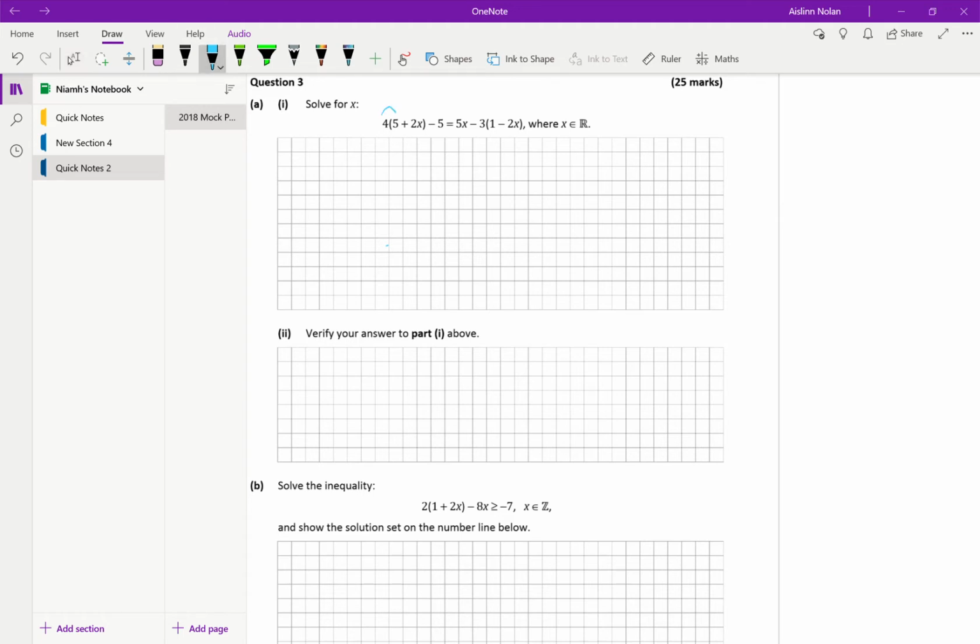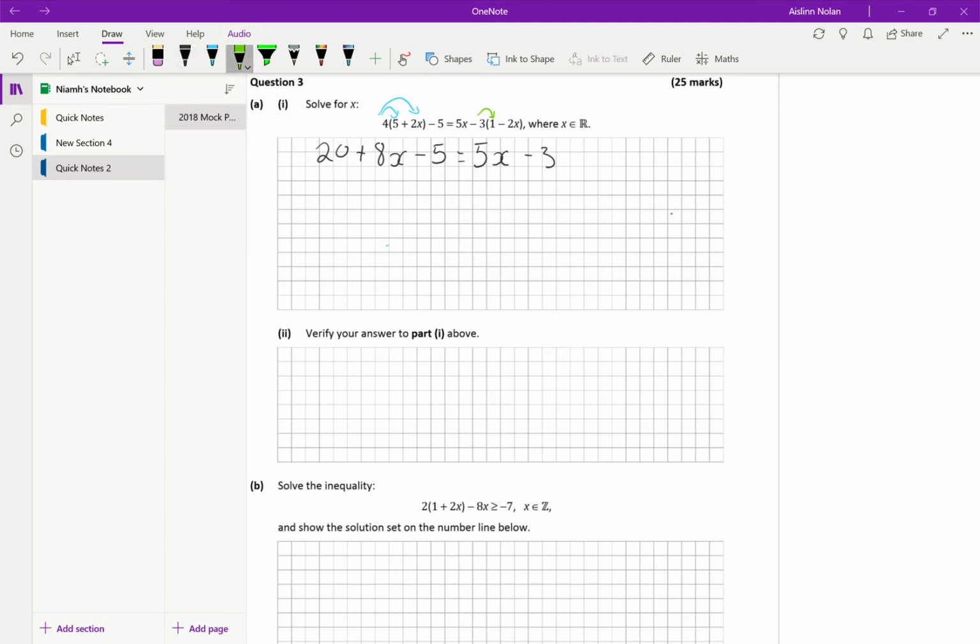The 4 first has to get multiplied by the 5 to give us 20. The 4 then gets multiplied by the 2x to give us 8x. Then there's nothing near this minus 5, so it just stays as minus 5. And the same with the 5x on the other side. There's nothing attached to it, so it just stays as 5x. Then the minus 3 has to get multiplied by the 1, so we end up with minus 3.